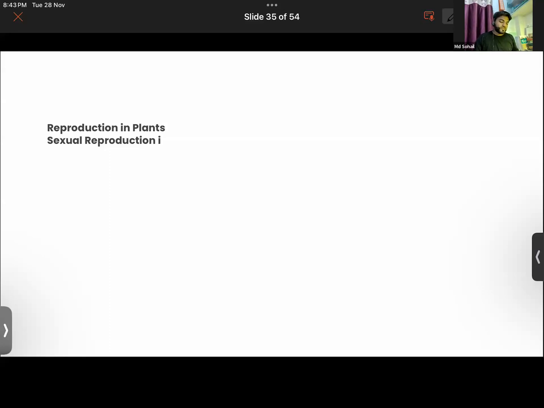Okay. So let's talk about reproduction in plants, right? Sexual reproduction in flowering plants is what we're going to talk about today. Now we see that there are two types of plants, basically flowering and non-flowering plants. If you were to categorize on the basis of which plant bears flowers and which does not, there are two types, right? One is a flowering plant and another is a non-flowering plant.